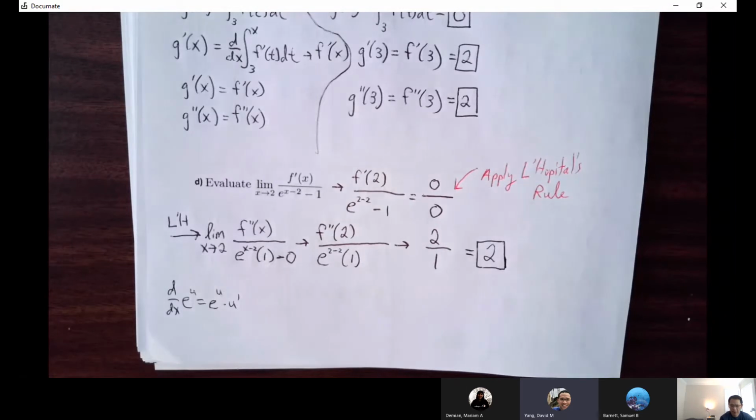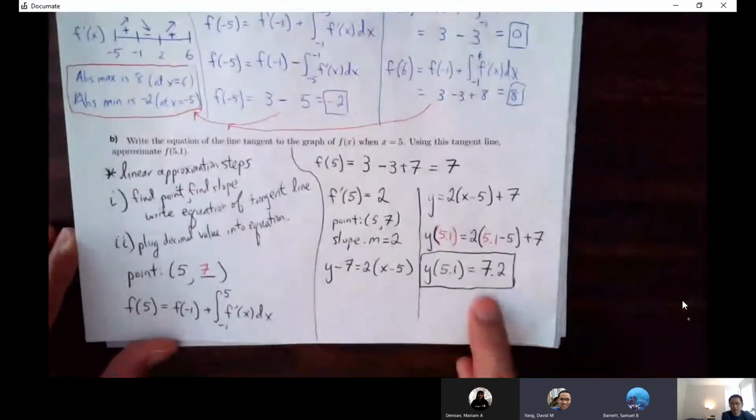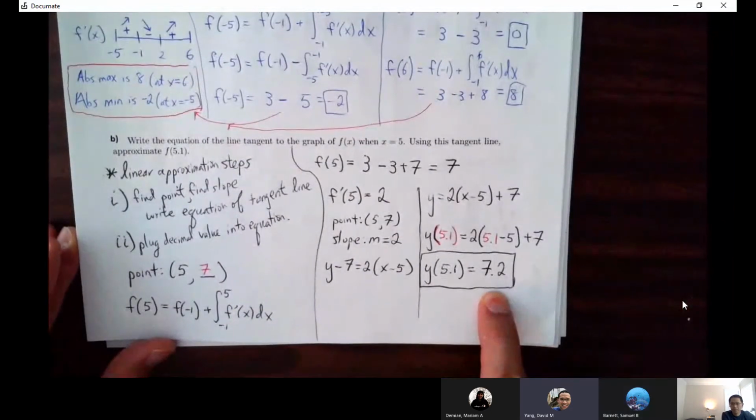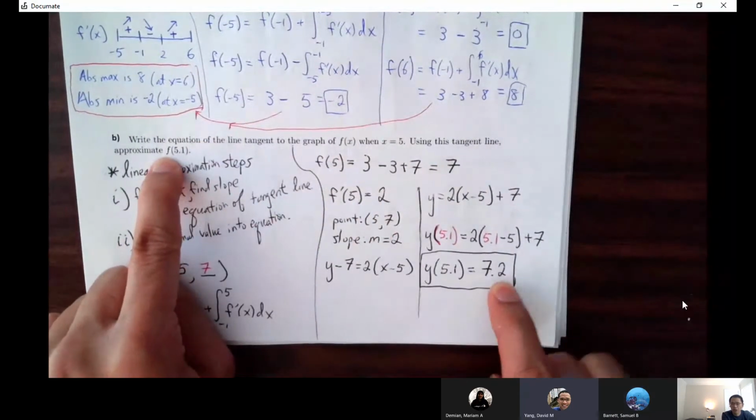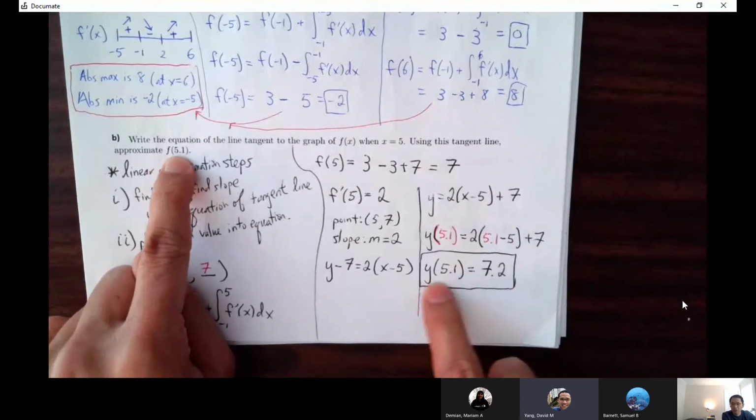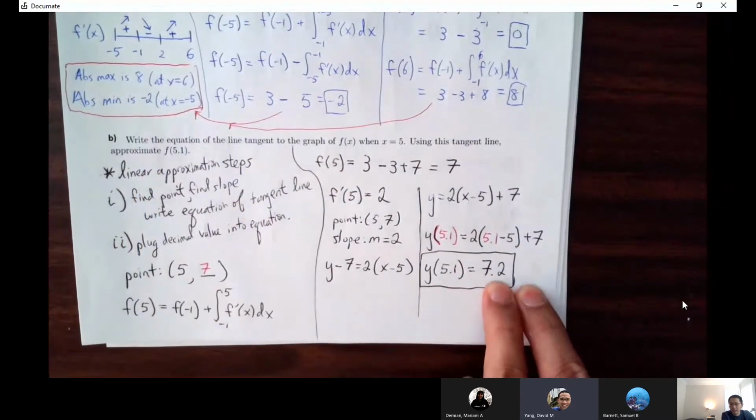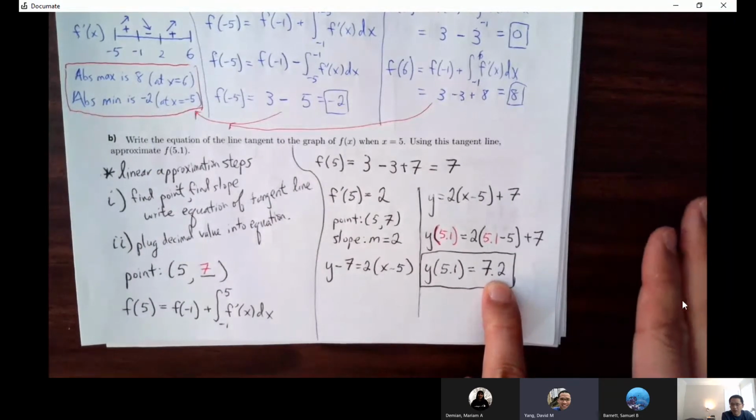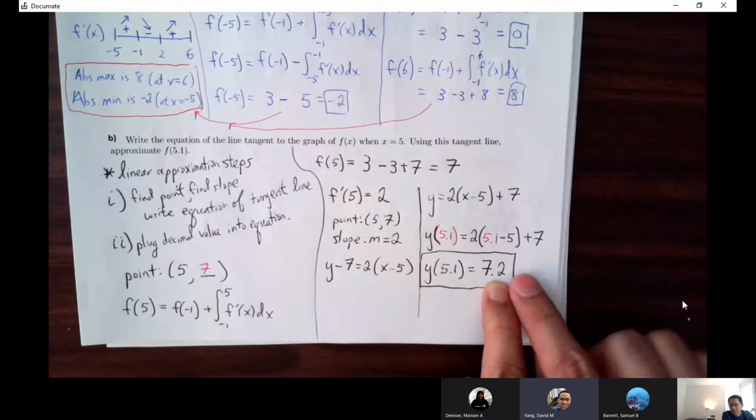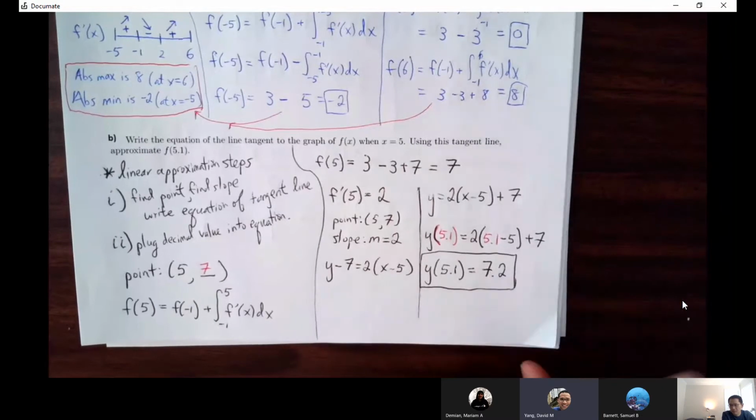Okay, any questions? Just for part B, is the final answer to that whole question just 7, or y of 5.1 equals 7.2? That's right. It says use the tangent line to approximate f of 5.1. So we take the tangent line and we dump the decimal in, and whatever value we get back in return, that's the approximation of the point on the curve. So it's not exact, but it's the method that they're asking us to use to approximate that point.